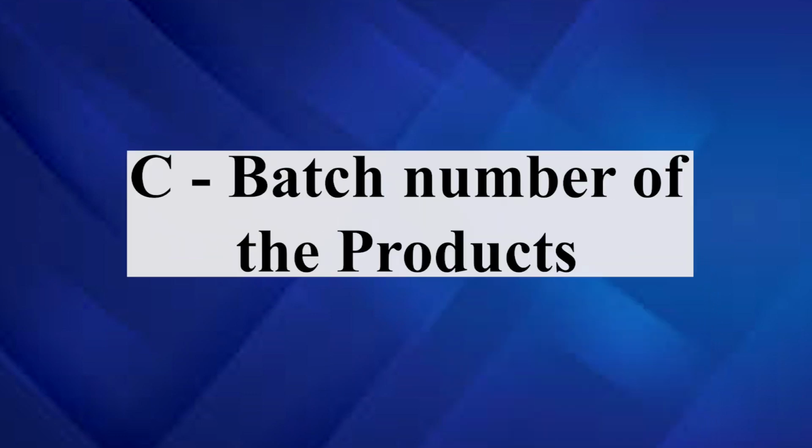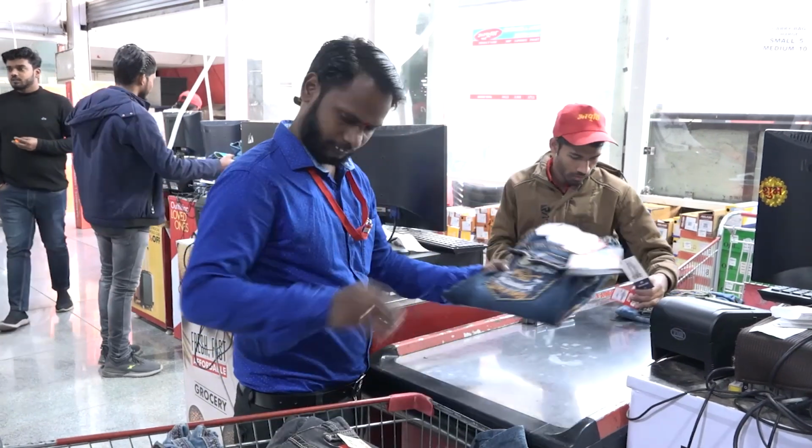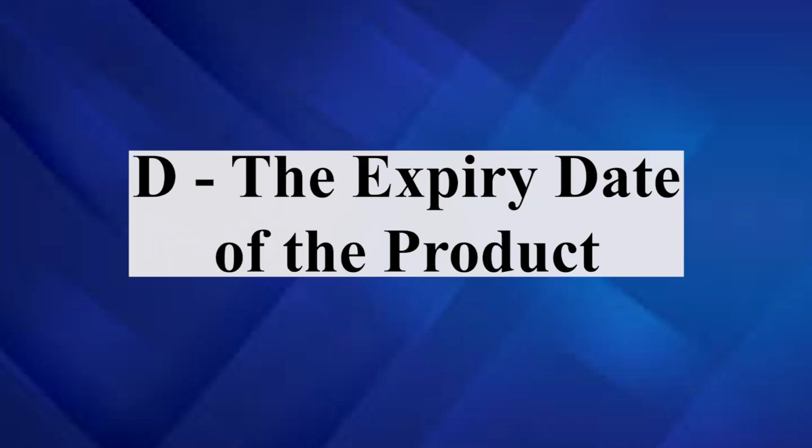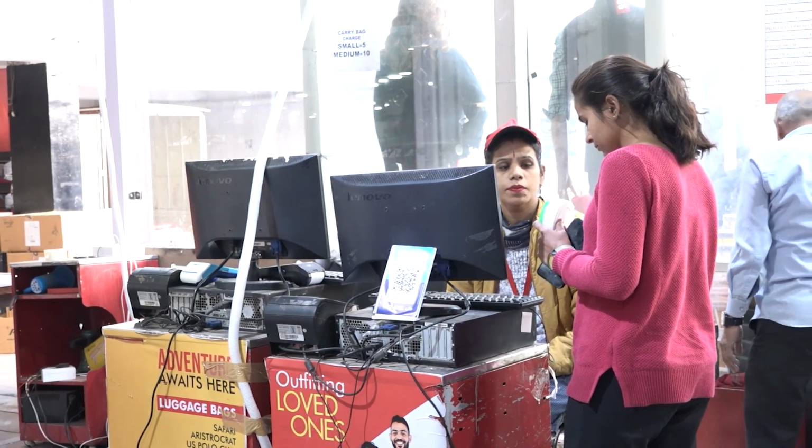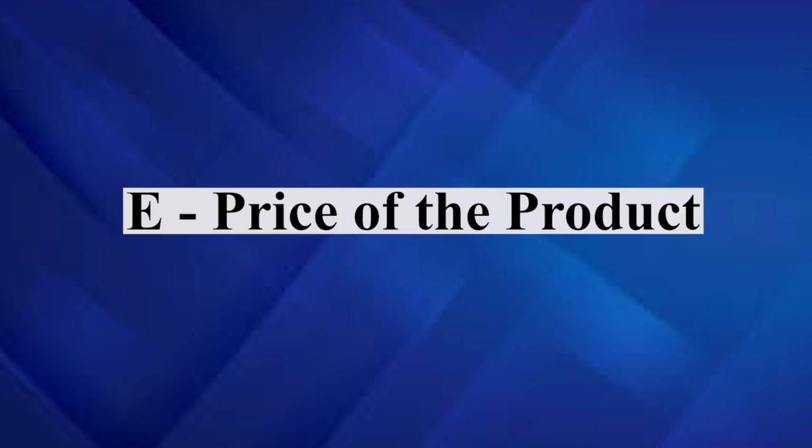C, batch number of the product. The batch number of the product has to be verified to check whether the returned product was purchased from the same store or not. D, expiry of the product. A product may be returned within the allowed return period and also within the expiry date of the product. Sometimes the product may be returned within the refund period, but after the expiry date of the product, such claims are not allowed. E, price of the product.